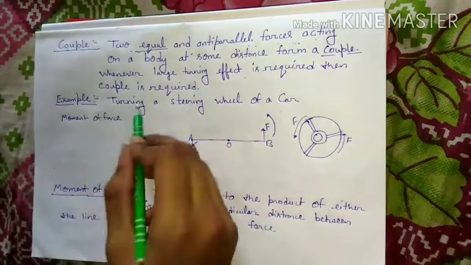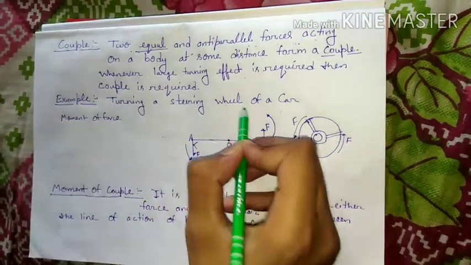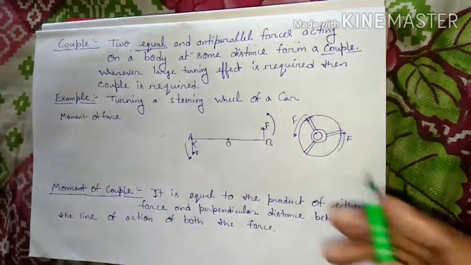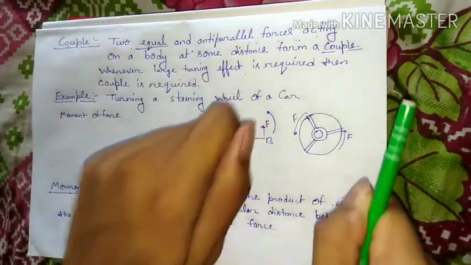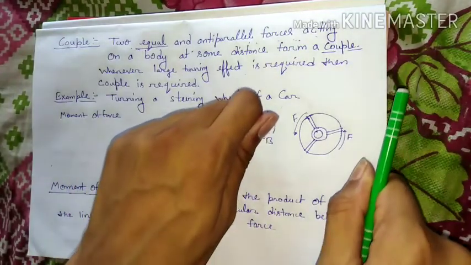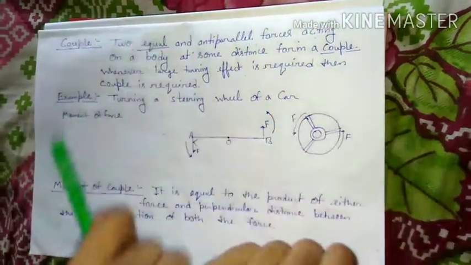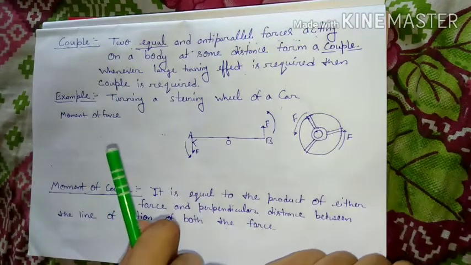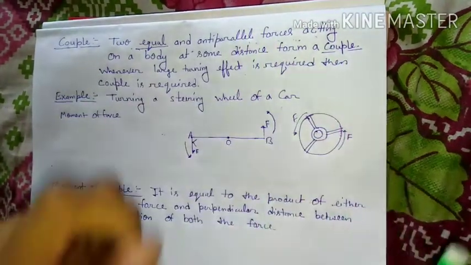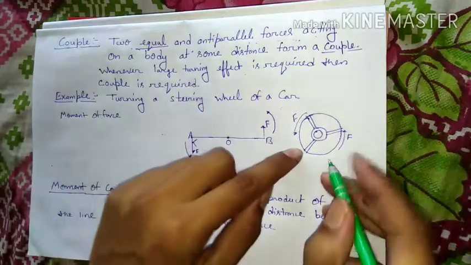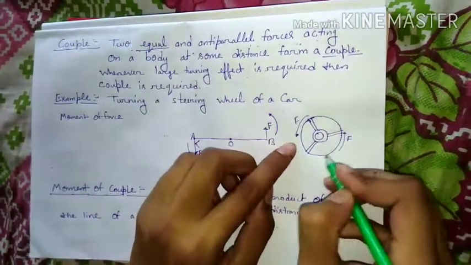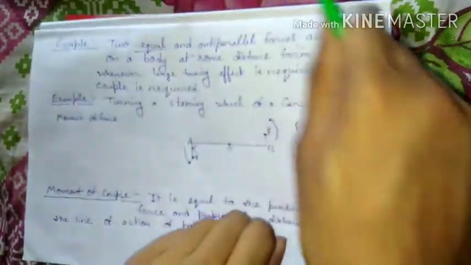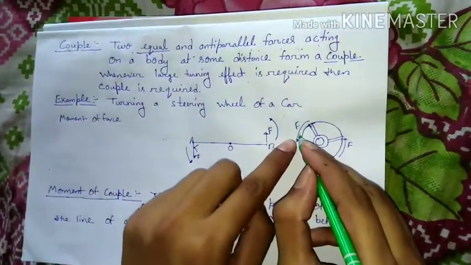For example, turning a steering wheel of a car. Suppose you are turning a steering wheel, then you are applying a force on the steering. This force acts along an anti-clockwise or clockwise direction, but you are applying two forces on the steering. Suppose this is your steering of a car and you are applying two forces. One is this and the other is this.